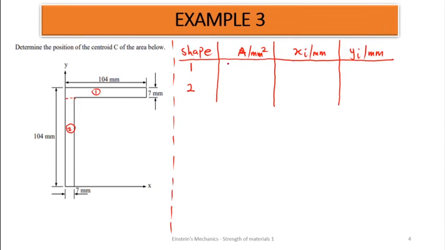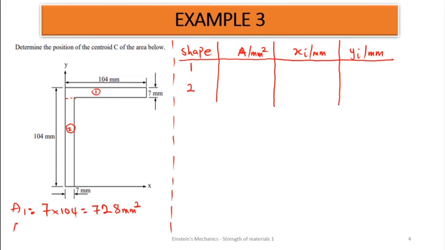So for area 1, looking at the first shape, so now this is the axis. None of them is dividing any of the figure. It's not symmetrical, so I have to calculate for both. Are you okay? So area 1 is still a rectangle. This is 7 by 104. Are you okay? So 7 by 104, and that is going to give me 728 millimeter square. That's for area 1.